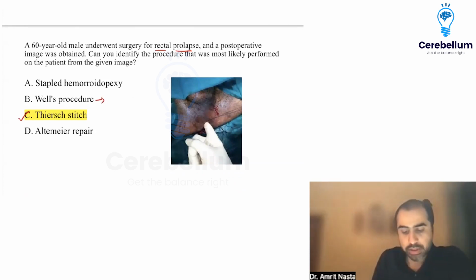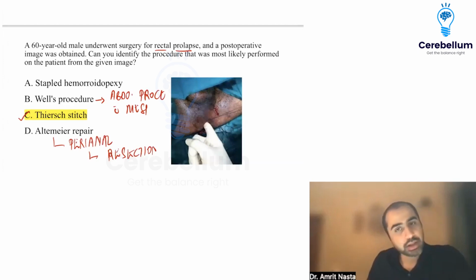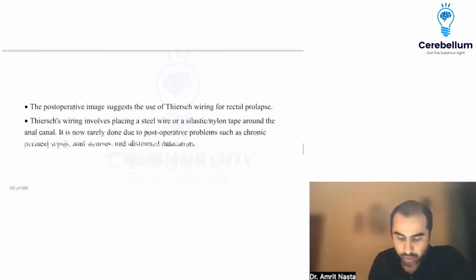This Wells procedure is an abdominal procedure where you use mesh for rectal prolapse. Altemeier is another perianal procedure where you do a resection. So Altemeier is a type of resection. Thiersch's is a type of wiring. And which was the third procedure, which was also done perianal, apart from Altemeier and Thiersch's? What was the third procedure? Delorme. Excellent. That was Delorme procedure. Very good.